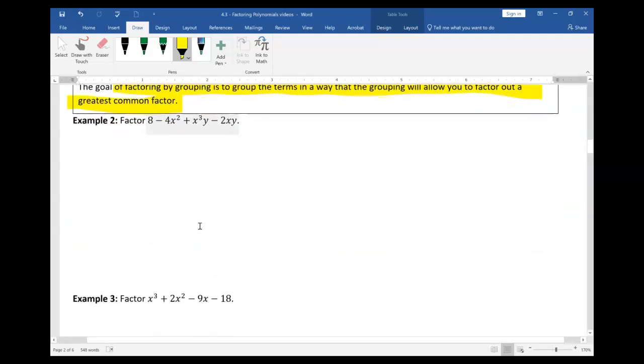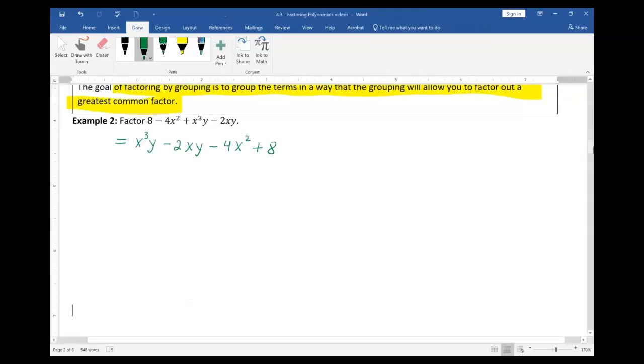Example number 2. Factor 8 minus 4x squared plus x cubed times y minus 2xy. Let's begin by rearranging the terms. After we rearrange the terms, we get x cubed y minus 2xy minus 4x squared plus 8. Next, let's group the terms. I'm going to copy x cubed y minus 2xy and group these two terms together. Plus, now let's group the last two terms: negative 4x squared plus 8. That's my second group.